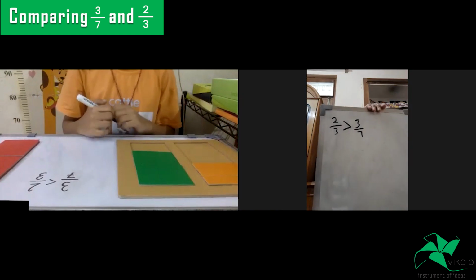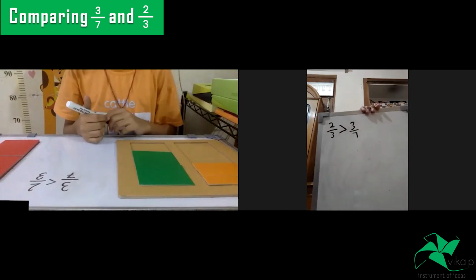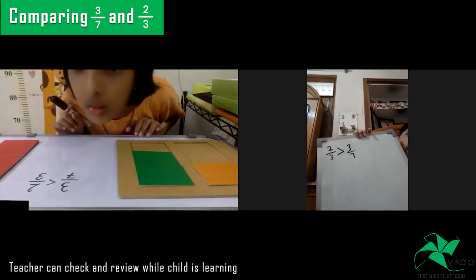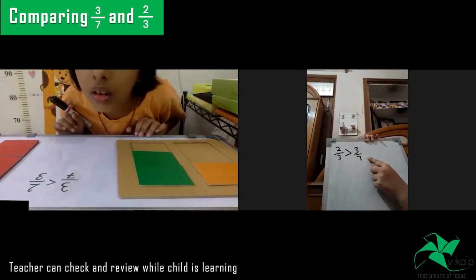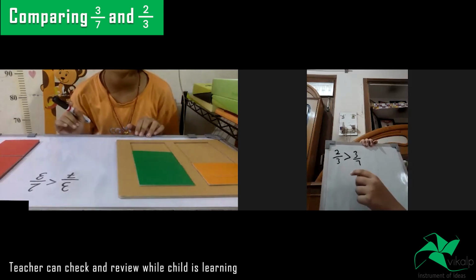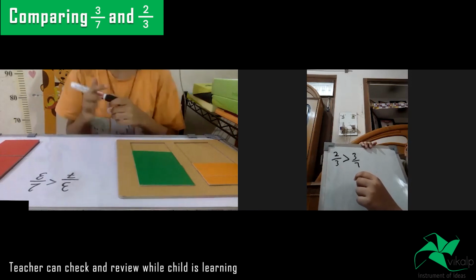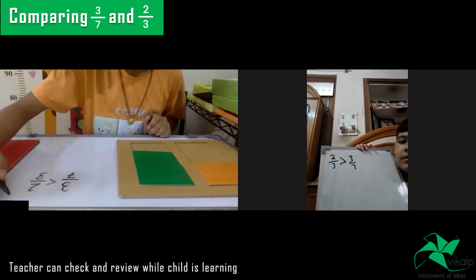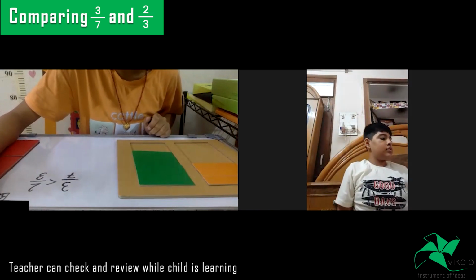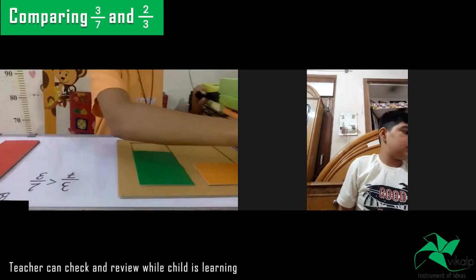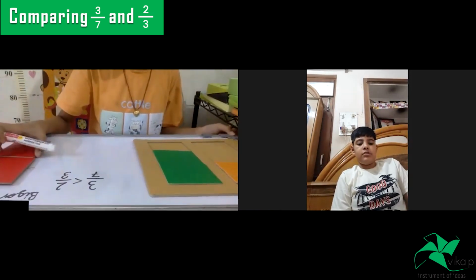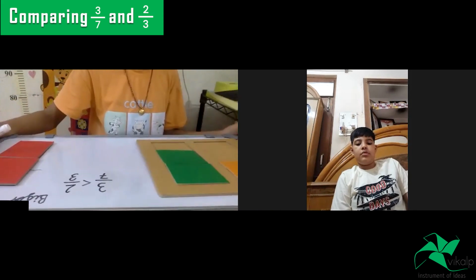Sir, 2 by 3 and 3 by 7. So, Shashwat, which is greater? Sir, this is the sign. So, does that point towards the smaller number or the bigger number? If the open side is showing 3 by 7, so it's big. No, that is not correct. Sir, I'm done. 2 by 3. Yes, Parul, it's correct.